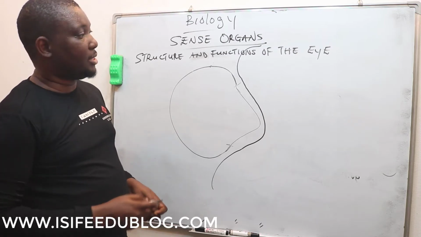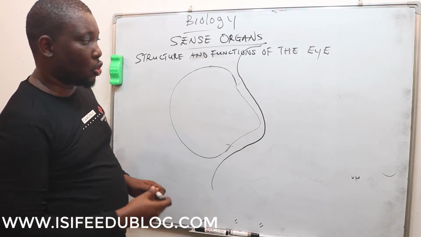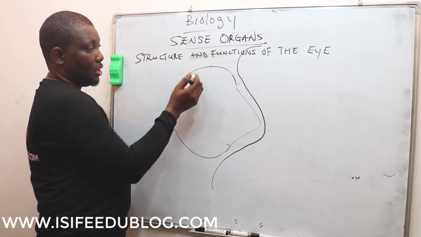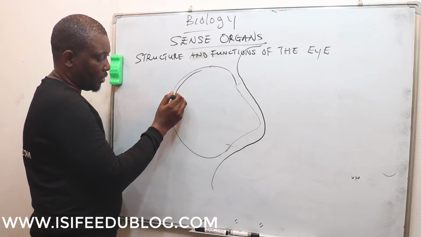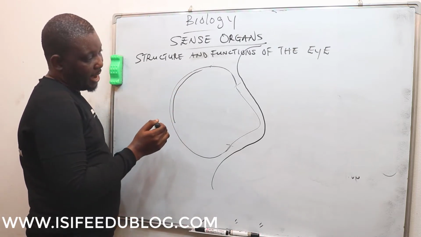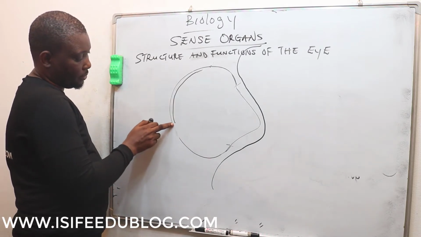Okay, let's go to the second layer. That is the middle layer of the eye, where we have the choroid. So I'm going to draw the choroid. The choroid should be in the middle. So the choroid is the middle part of the eye. But mind you, in this case, there is an opening.